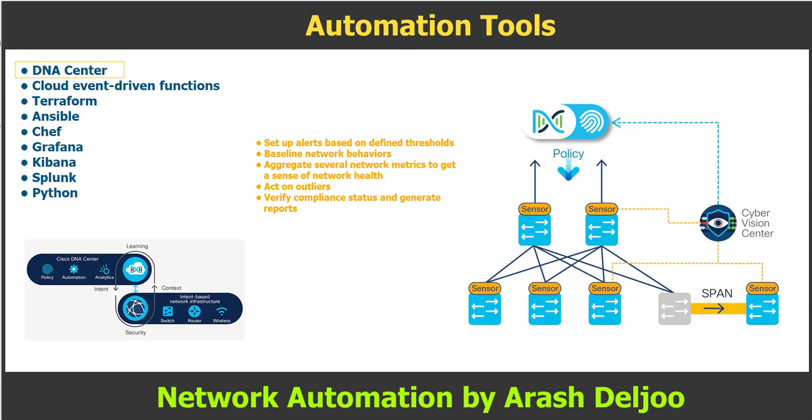The next task is to act on outliers. Outliers can exist for many reasons. An attacker might have taken control of one of your endpoints, or equipment might have broken. Being able to quickly apply preventive measures can make a difference. DNAC allows you to automate what actions are taken in a specific situation.